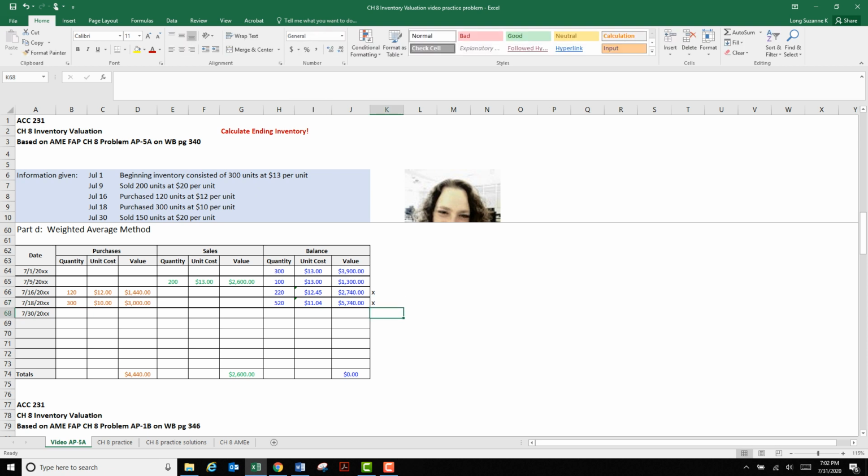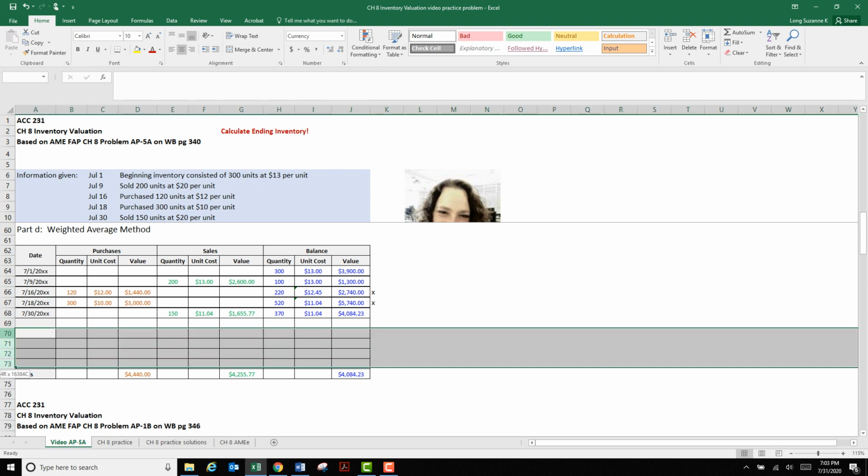Again, I'm going to put the X there so we can add some notes over to the right. And let's finish it off. Sold 150 at 11.04. Remember, this is the different method with the average unit cost. So sold 150 at 11.04, multiply. And what's left? We had 520, we sold 150. Still 11.04. And multiply.